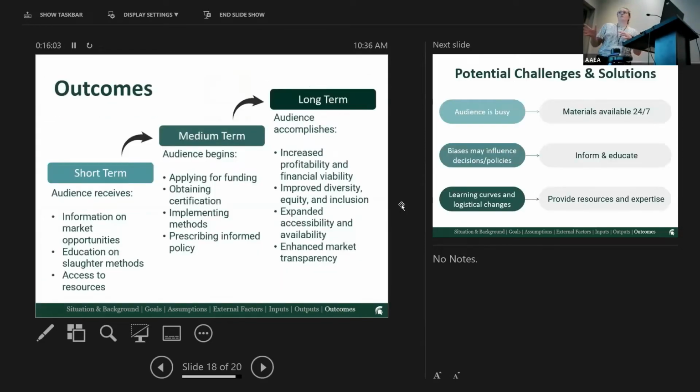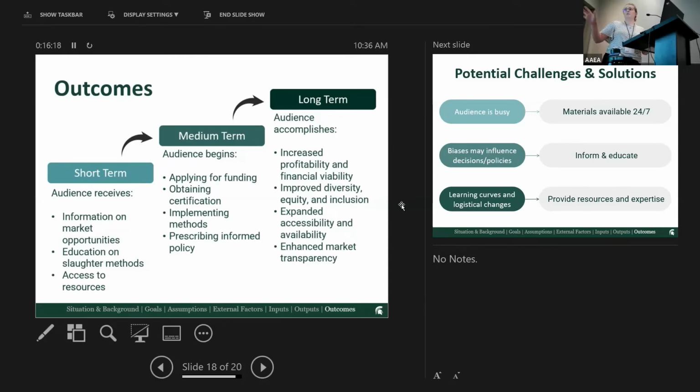I've broken the outcomes of this project into 3 major timeframes. So first is short term. In the short term, the audience is going to be receiving information on the market opportunities available to them, education on halal slaughter methods, and access to resources to learn more.